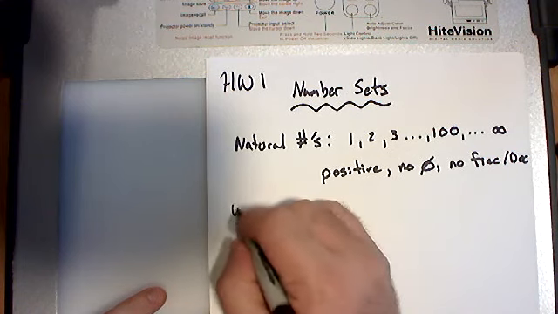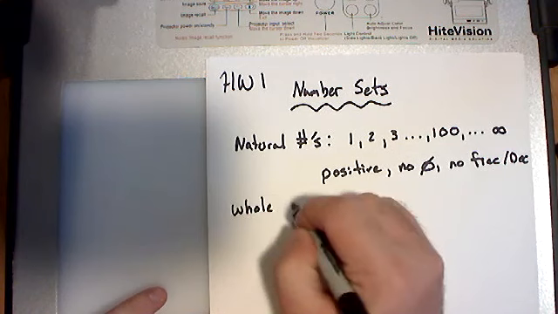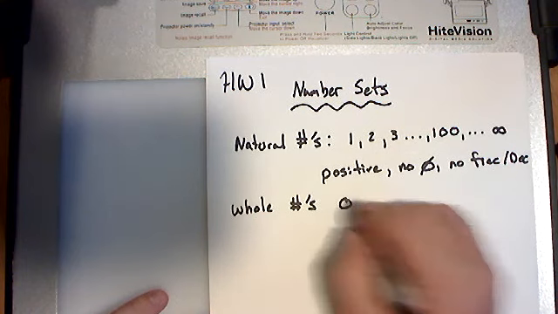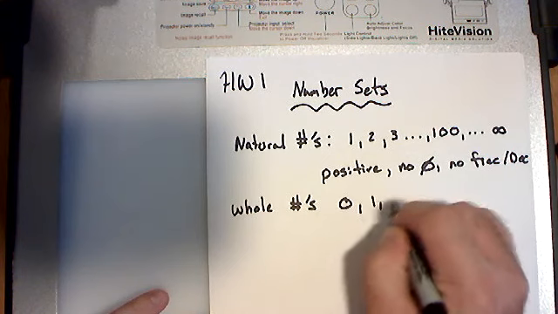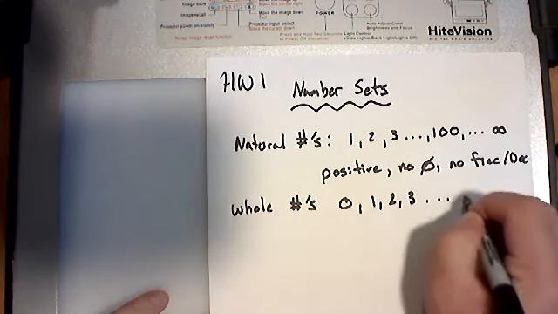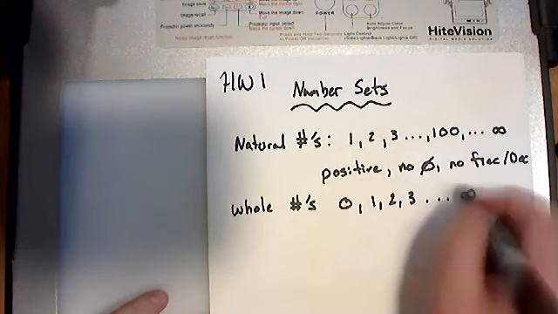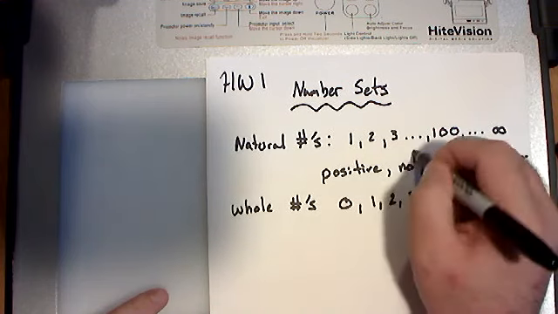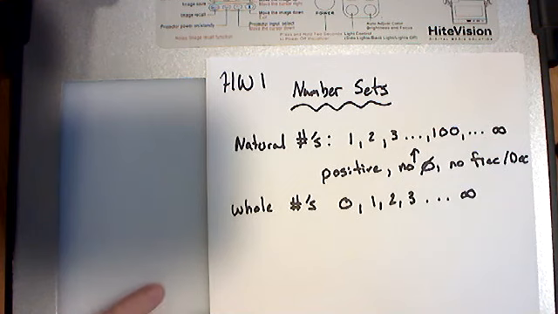The next set, the next largest set, because we are building up from smallest to largest, is the whole numbers. The good news with the whole numbers is there's not a tremendous amount of difference with them and the natural numbers, the difference mainly is that we are adding zero. So 1, 2, 3, and again, all the way out to infinity. And the same things still apply here. It's positive. This time there is a zero, right? So that's only true for the natural numbers. There is a zero in the whole numbers, but still no fractions or decimals.